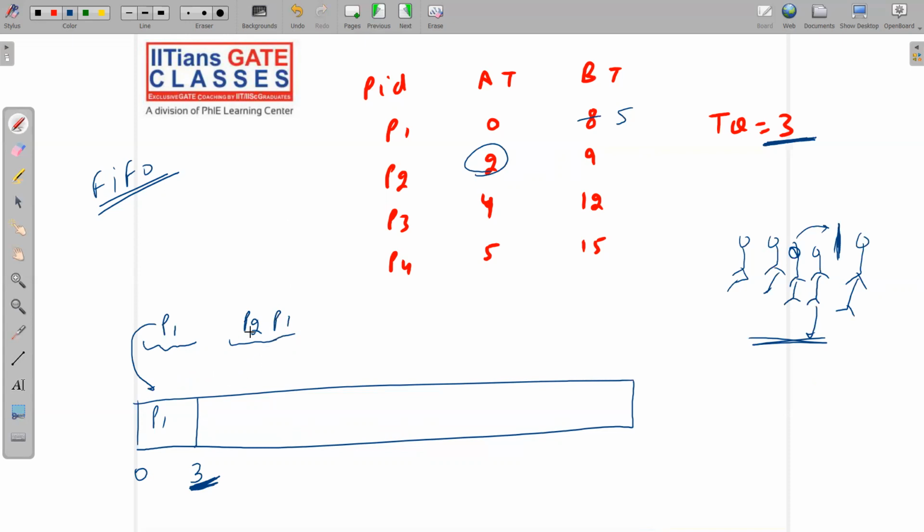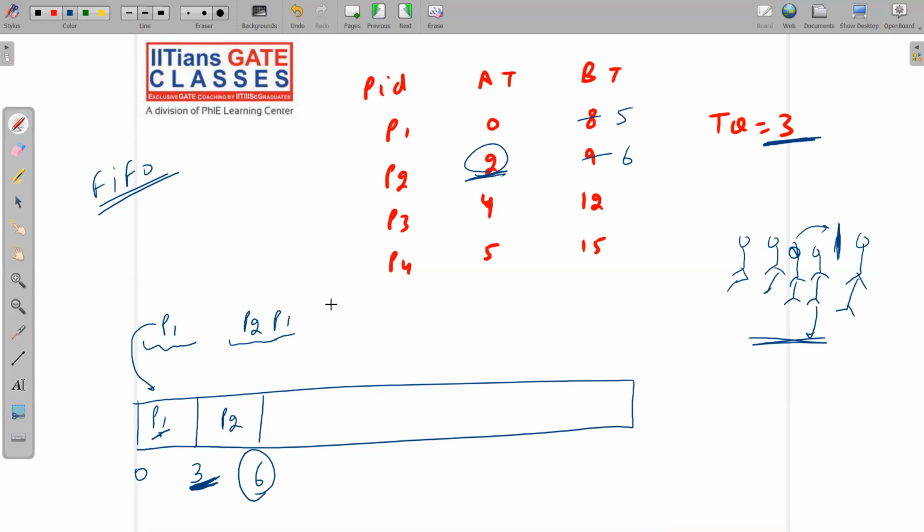Which process is at the head of the queue? P2 is at the head of the queue, because in the queue P2 arrives at time 2, but P1 arrives at time 3. So obviously P1 is arriving after P2, so the head of the queue will be P2. Now obviously the head of the queue will be executed first, so P2 will be executed first. Till time 6, P2 will be executed. So the remaining burst time will be 6, because 9 minus 3 is 6. Time quantum is 3, so 3 units of time P2 has been executed.